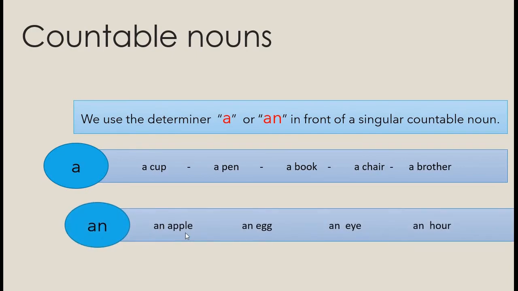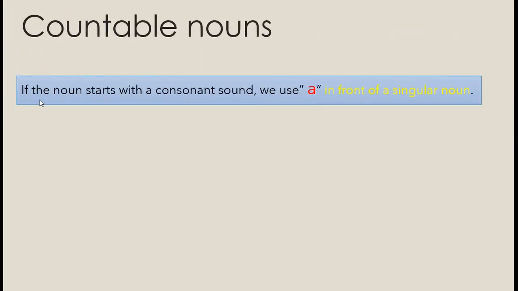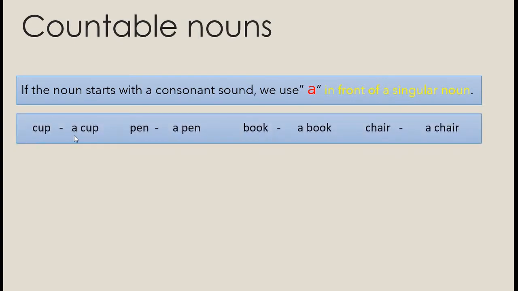But we say an apple, an egg, an eye, an hour. How can we use them? Let's see. If the noun starts with a consonant sound, any sound except the vowel, we use a in front of a singular noun. Look at these examples. Cup, it will be a cup. Pen, a pen. Book, a book. Chair, a chair.